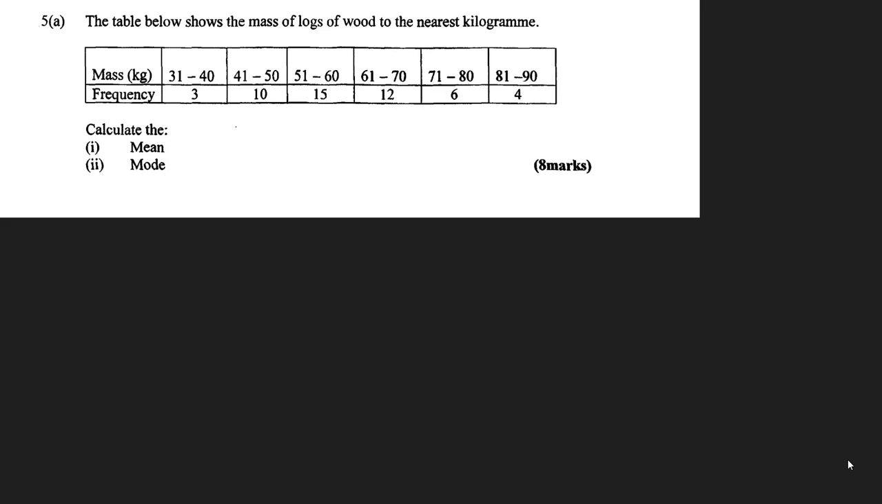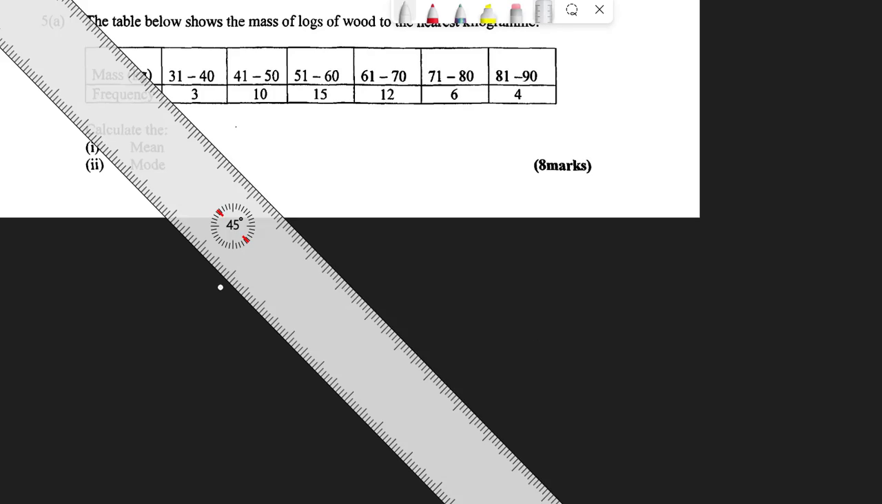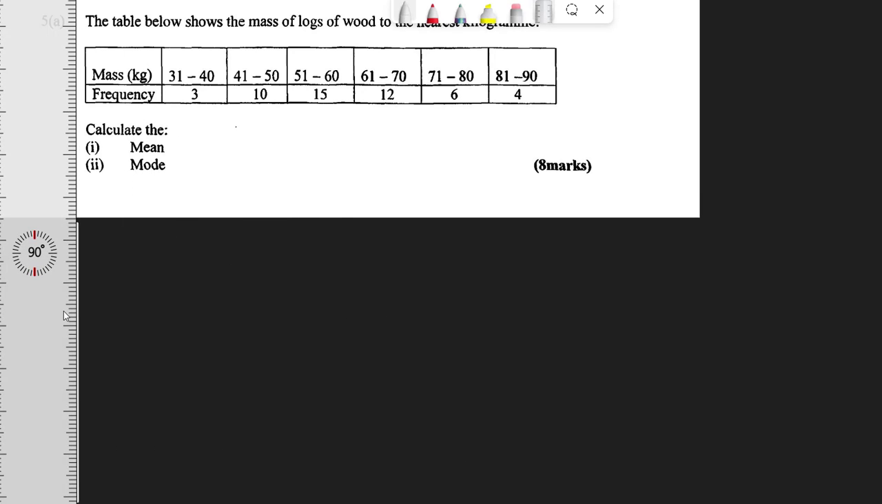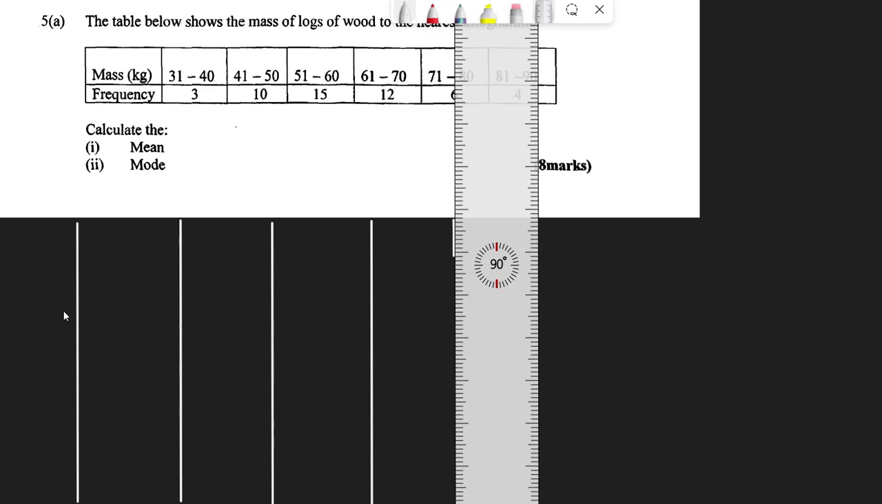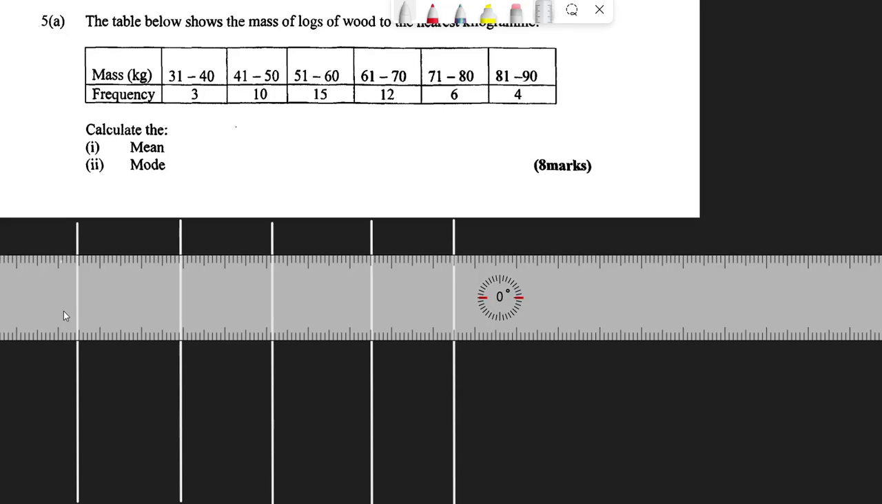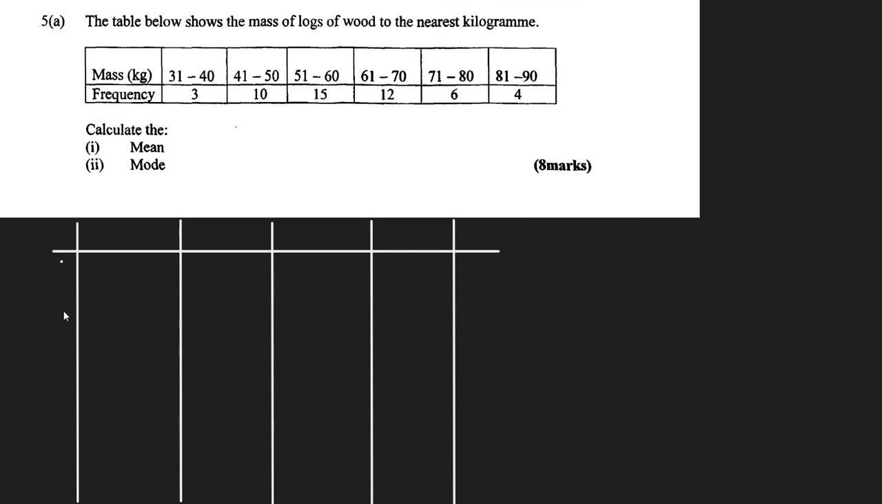Alright, question 5a. We have a table here. It says that the table below shows the mass of logs of roots to the nearest kilogram. So of course we have to find the mean and the mode. We're going to draw a table. So we have this. We're going to write the mass here. We call it class mass.